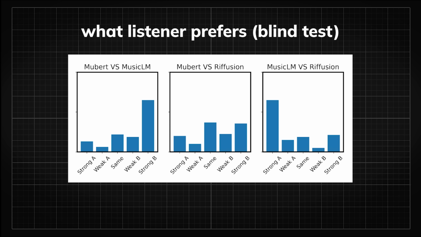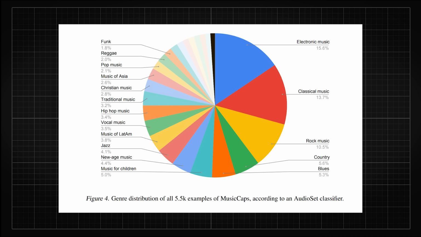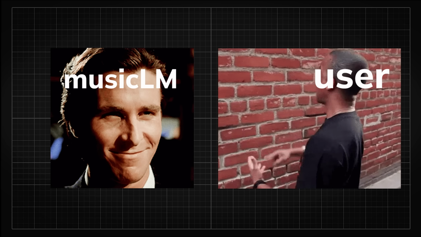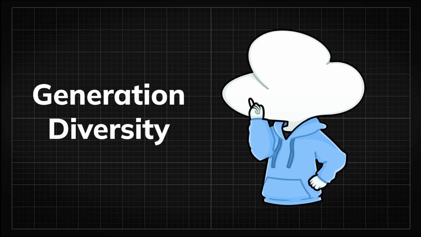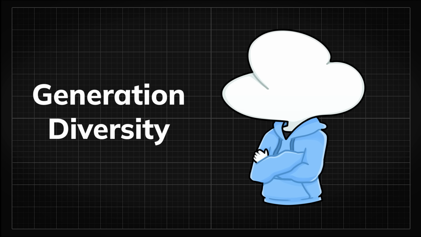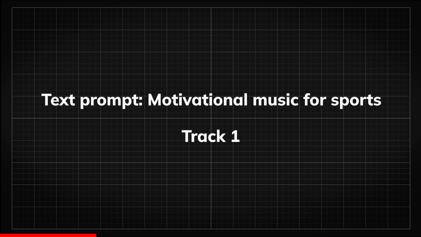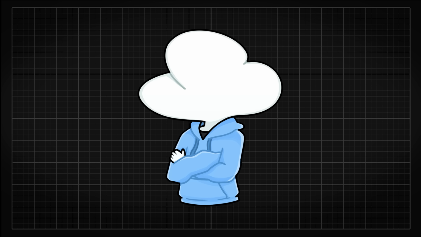MusicLM is so much more powerful than any of the previous text-to-music AIs because of the flexibility it offers and how it can understand a very long string of text. On top of that, it has a wide generation diversity, as in the same text prompt can generate a wide range of different music compositions. Or have the same sample but with variations.